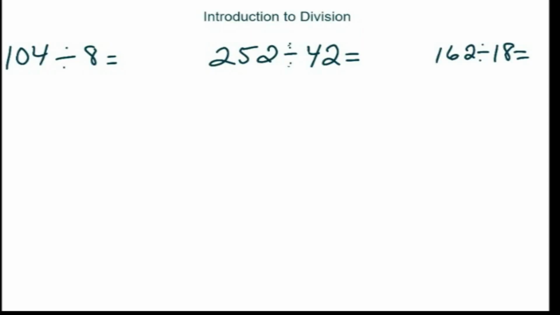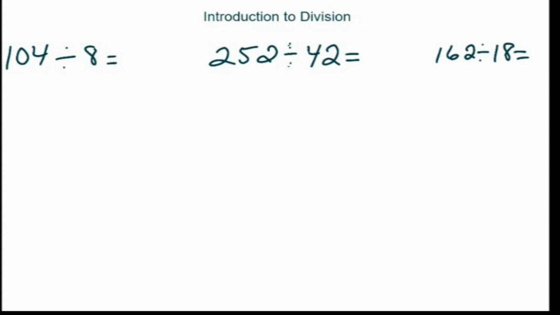Our first example is 104 divided by 8. 104 is a big number, and the best way to divide into a big number is to use the multiplication method. The multiplication method starts out by taking an educated guess. That's right, an educated guess.